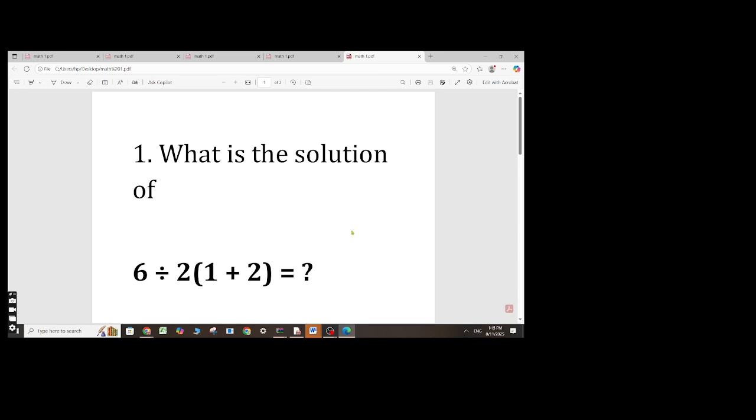In this video I'm going to show you how we can use the BODMAS rule when we solve some mathematical equations. Let's see an example of a mathematical equation that we can solve using the BODMAS rule, like 6 divided by 2 times (1 plus 2). So what is the solution of this mathematical equation using the BODMAS rule?